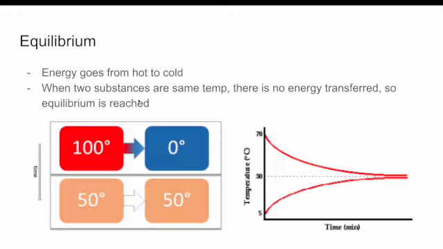So next we need to look at equilibrium. That just means that when two substances reach the same temperature, there is no energy transfer, because energy always goes from a hot object to a cold object. So when they're the same temperature, neither of them is hot relative to the other, and neither of them is cold relative to the other. So it just kind of stops, as you can see on this graph here. It equals out at some point, and then it just stops transferring.